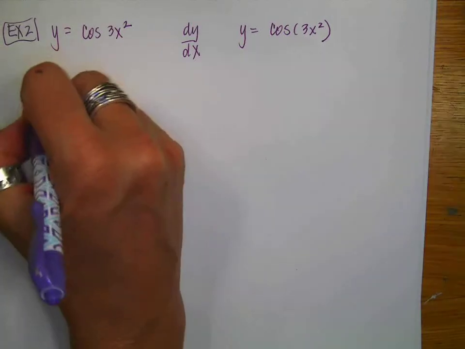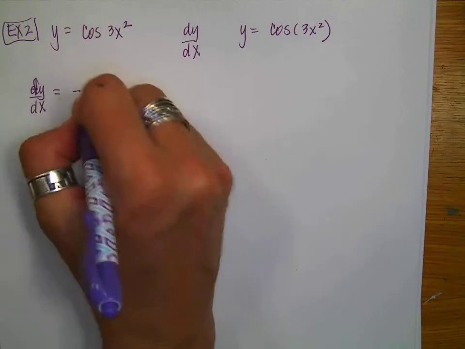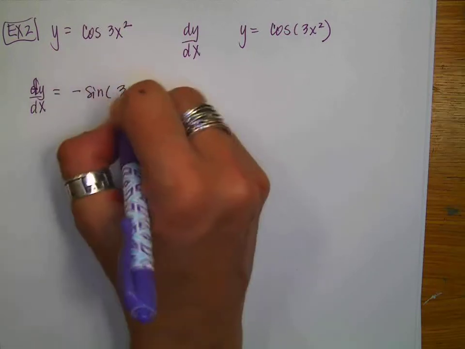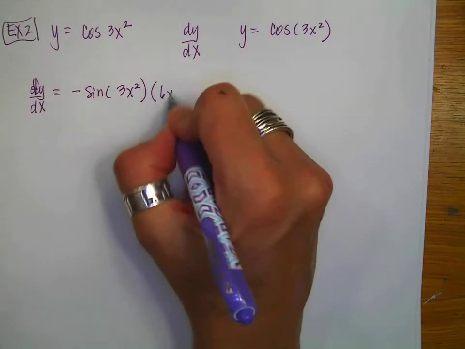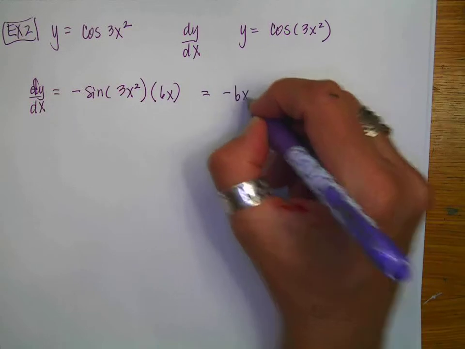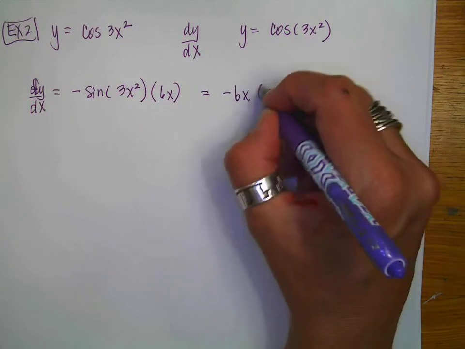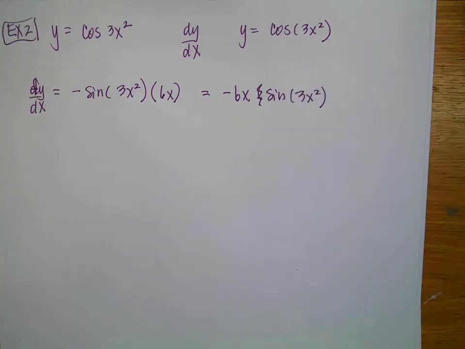So when I take my derivative, I'll write dy dx. The derivative of cosine is a negative sine. What starts inside stays inside, times the derivative of the inside, 6x. So then I would write this as a negative 6x sine of 3x squared. Okay? And then there we go. So it's actually not nearly as complicated as it looks.